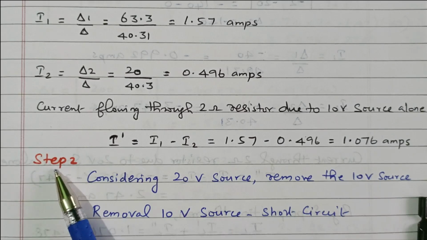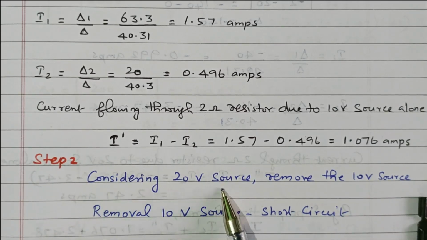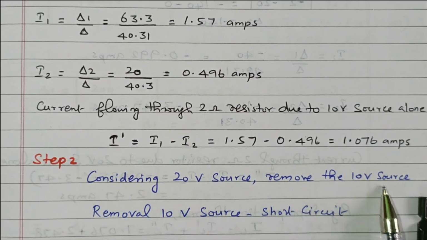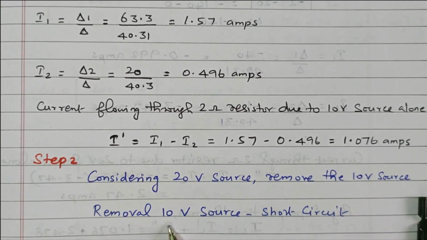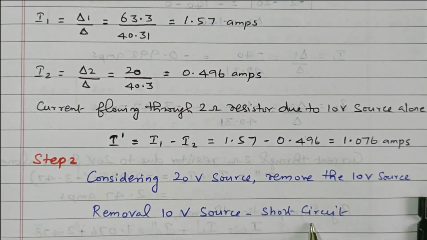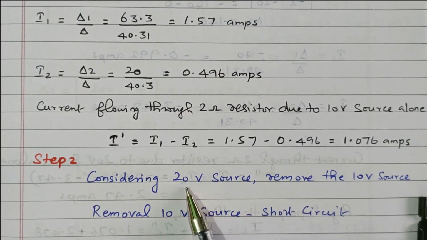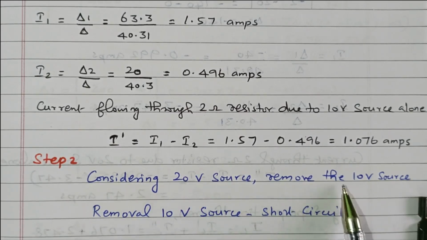Now we'll go to the second step, considering the 20 volt source and removing the 10 volt source. What is the removal of the 10 volt source? It is nothing but a short circuit. Now we need to consider only the 20 volt source. The 10 volt source is removed and short circuited. Now we'll see the diagram. After this, what is the equivalent diagram? We'll see that.